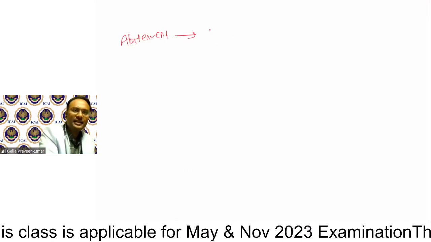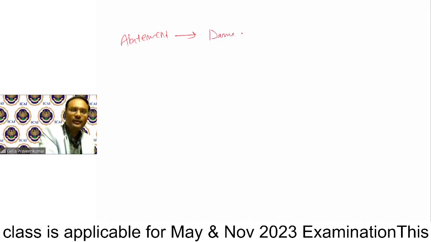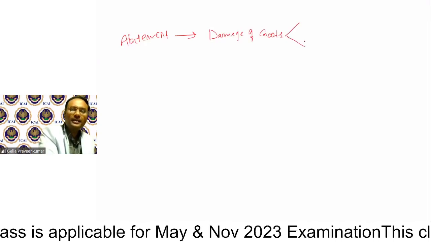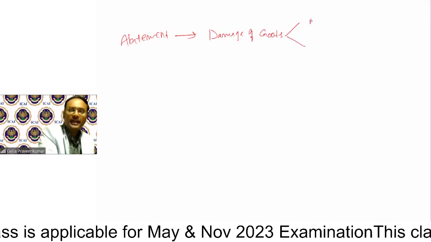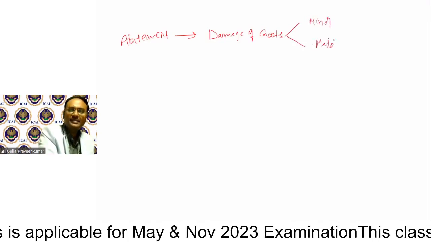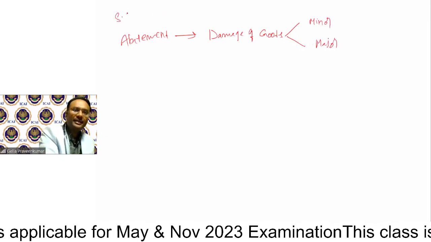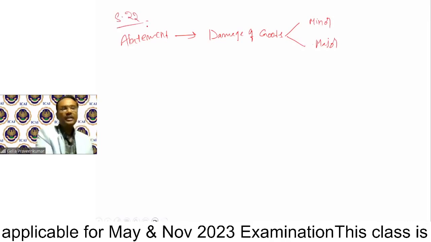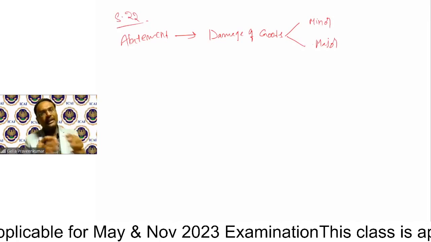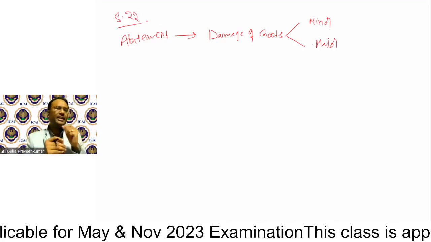Abatement deals with the damage of goods. This damage of goods could be minor or could be major. Here is the contrast between Section 22 and Section 23. Abatement is dealt with in Section 22. In case of Section 23, goods have been completely damaged. In case of Section 22, there was only minor damage.